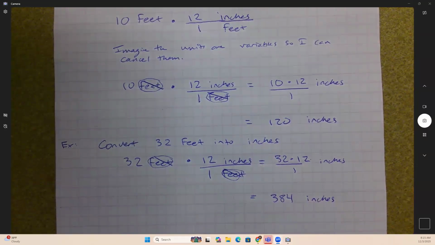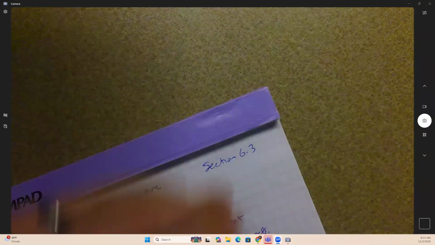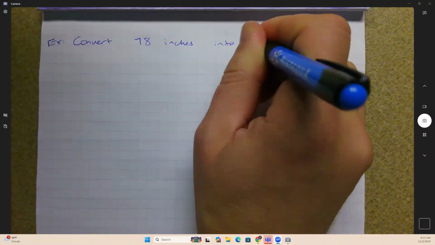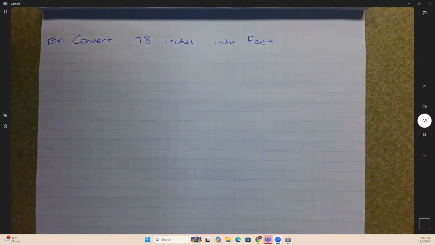We can go the other way. Let's convert 78 inches into feet. 78 inches is the standard height of a doorway threshold, by the way.